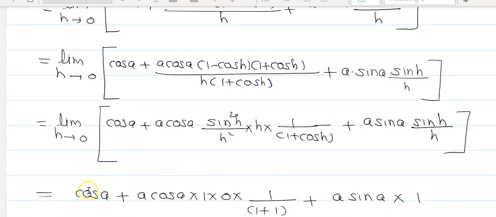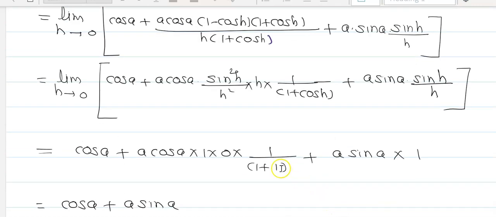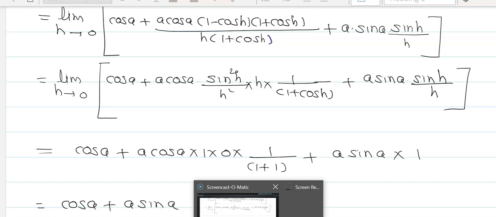Therefore you will get cos a, and as h tends to 0, this whole term will become 0, and the remaining term is a sin a. Sin h upon h, the limit is 1, that is a sin a, and hence the answer is cos a plus a cos a plus a sin a. Now again, next.